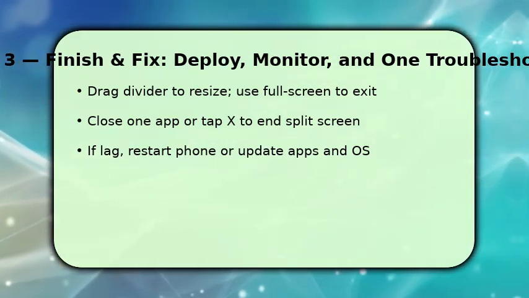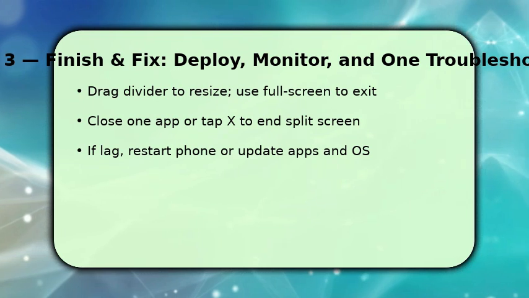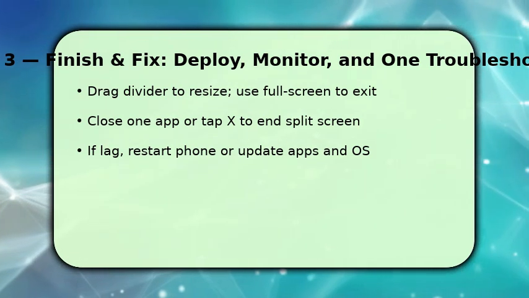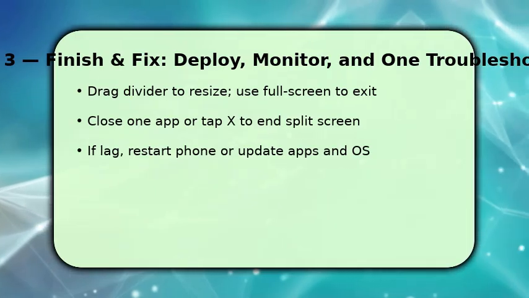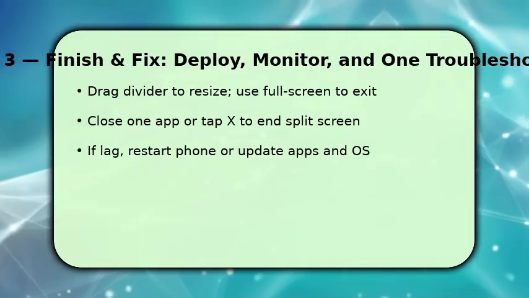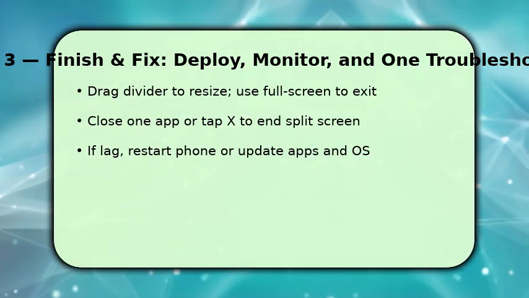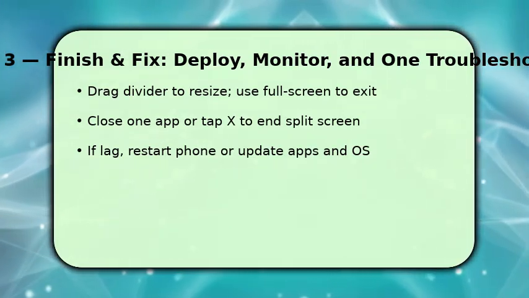To exit split screen, drag the divider fully to the top or bottom, or open the app switcher and close a pane. If an app refuses to enter split screen, force close it, update it, or reboot the phone. If performance lags, clear background apps and check for system updates. These steps usually resolve compatibility.